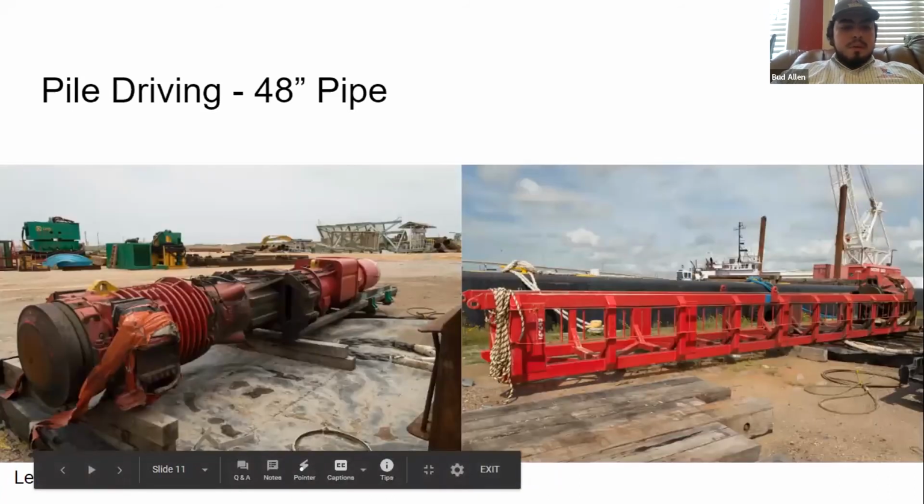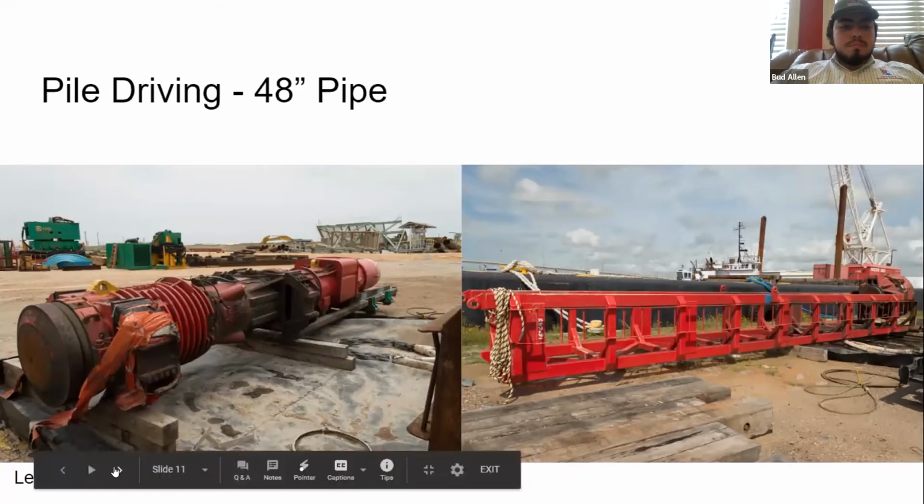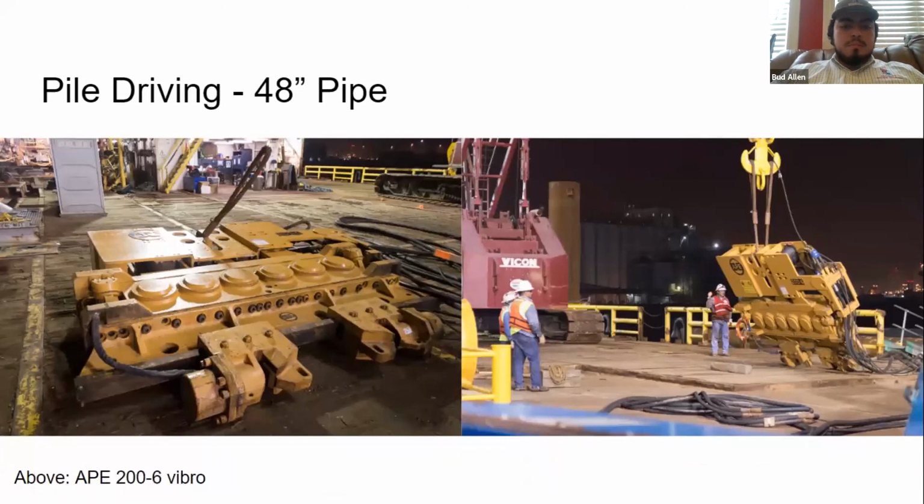Here we see the D100 we're going to be using on the left, and on the right, a set of offshore leads. The APE 206 Vibro, it's a little bit heavier version of the 200, a couple extra eccentric motors and a little bit more metal, giving us more weight to sit that pile a little bit farther down when we're vibrating.